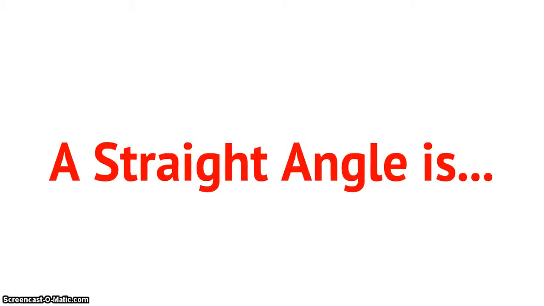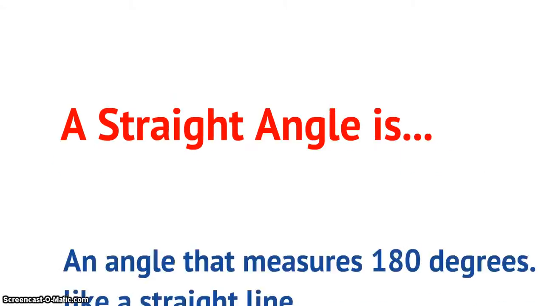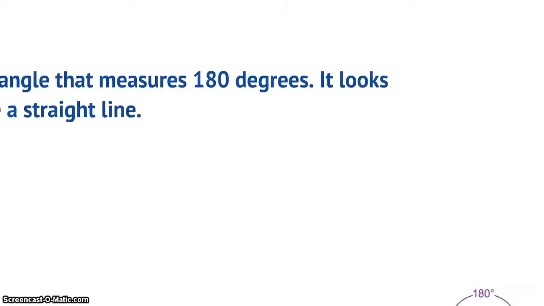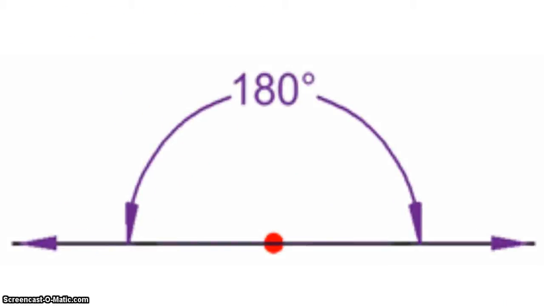And our last definition is the straight angle. A straight angle is an angle that measures 180 degrees. It looks like a straight line. Here's our example right here. This section right here, this measures 180 degrees.